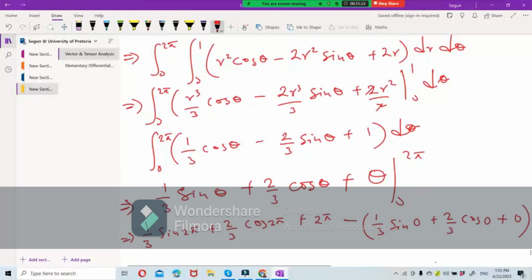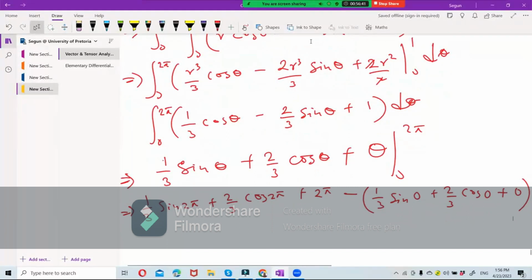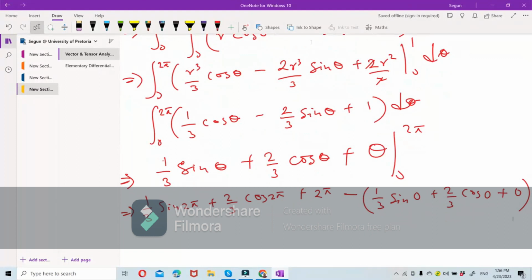Now, in this case, what is sine 2 pi? Anybody? Sine 2 pi is what, please? Sine 360 degrees is what? The value? Zero, sir. Zero multiplied by 1 over 3, yes, 0.